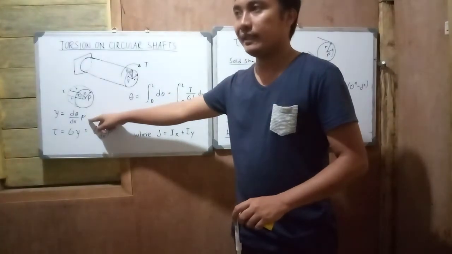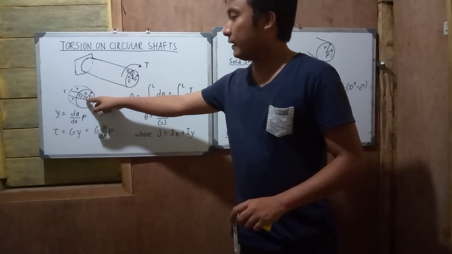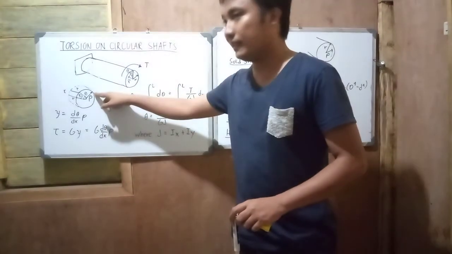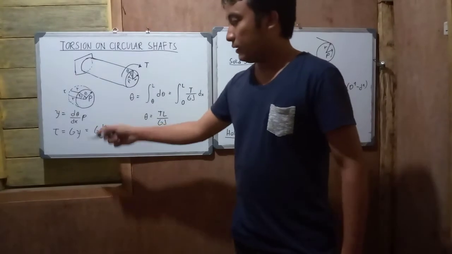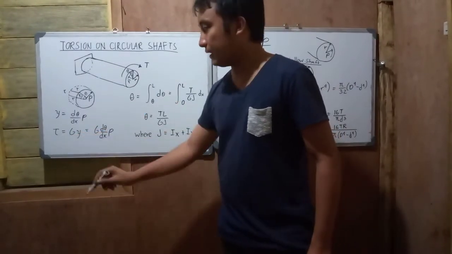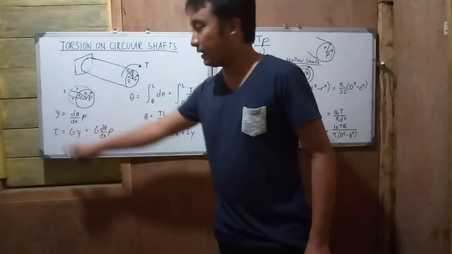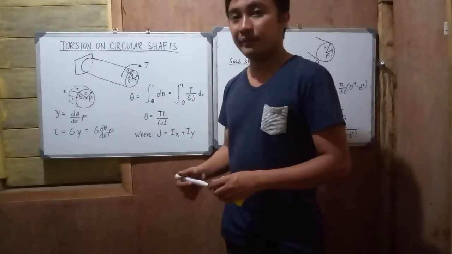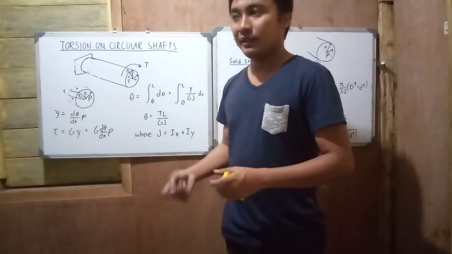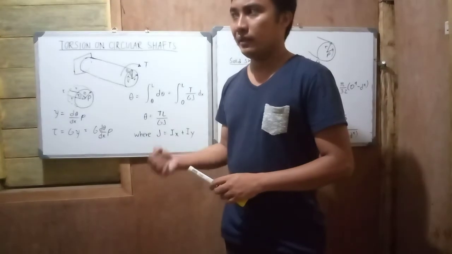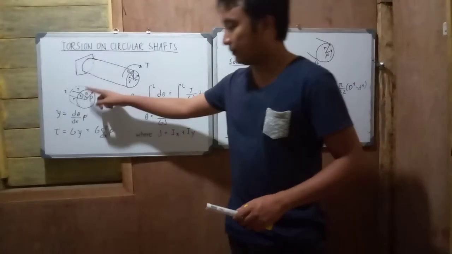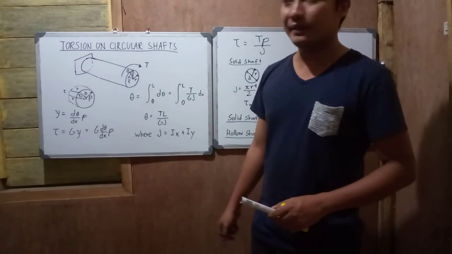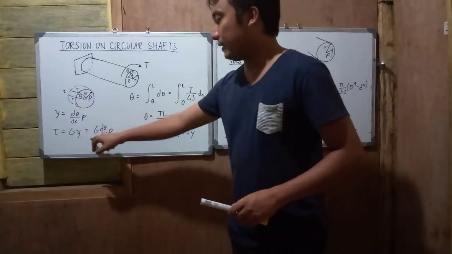Into which, rho is any distance from the center to a point inside that shaft. It is not necessarily equal to r. Therefore, your tau is the symbol of your shear stress, and your gamma is your shear strain. So your shear stress is equal to the modulus of rigidity times the shear strain, which is your gamma. You replace that, and you will get this relationship.